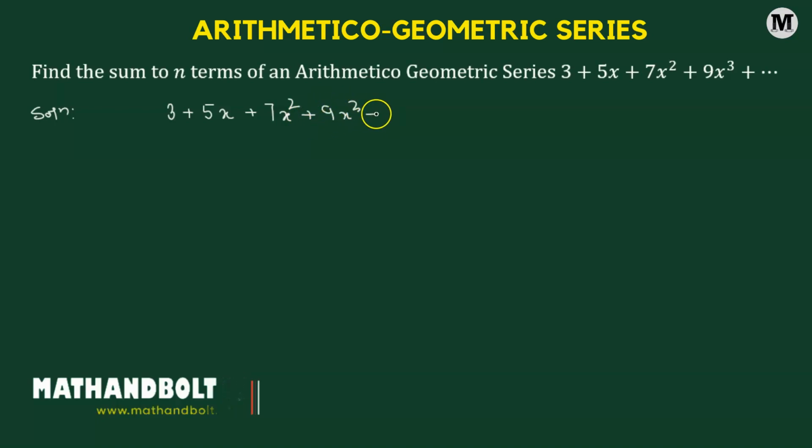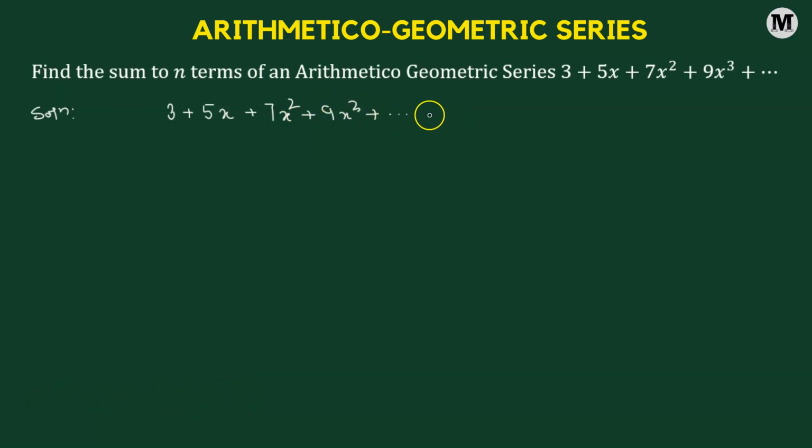Our goal will be to find out the sum up to the nth term, and for this we will be needing the nth term of the series. Now let's try to figure out what's the nth term of the given series. Since it's an Arithmetico-Geometric series, it's clear that the series is composed of an arithmetic progression and a geometric progression. Now to find out the arithmetic progression, we'll start with the constant term.